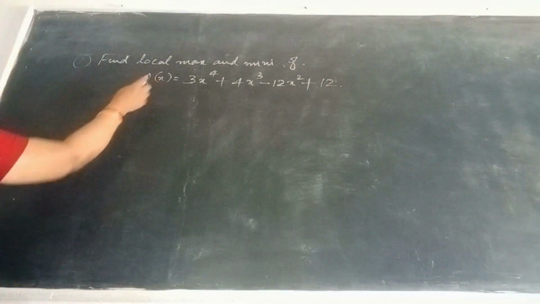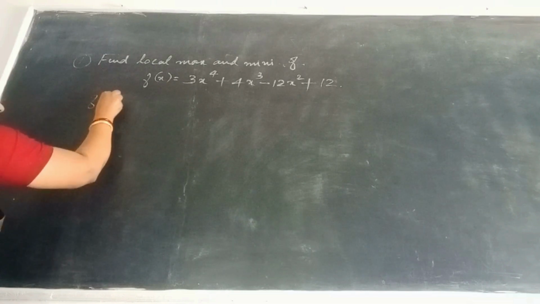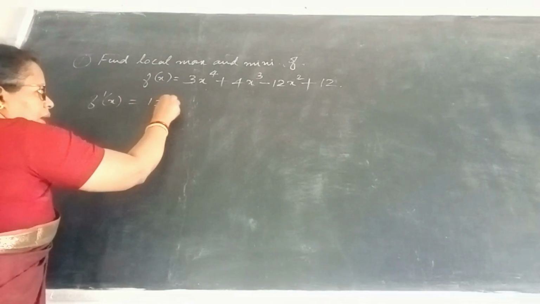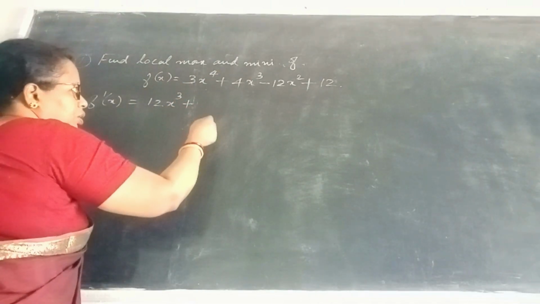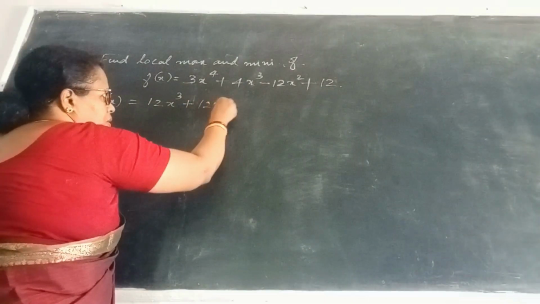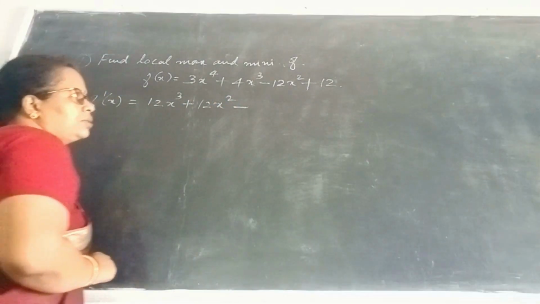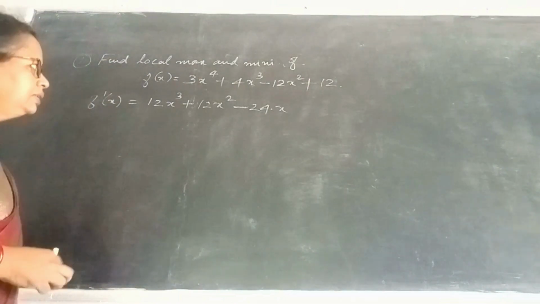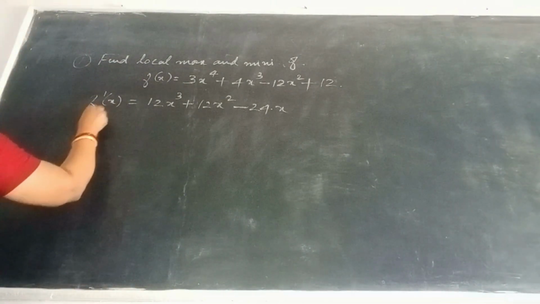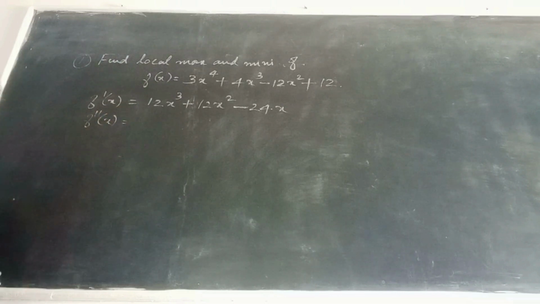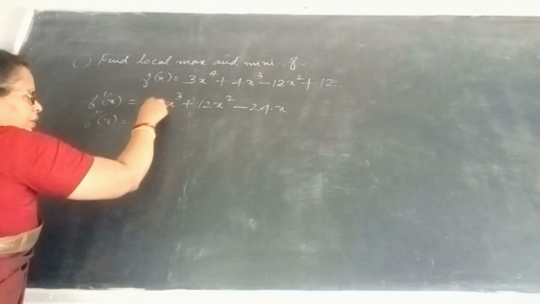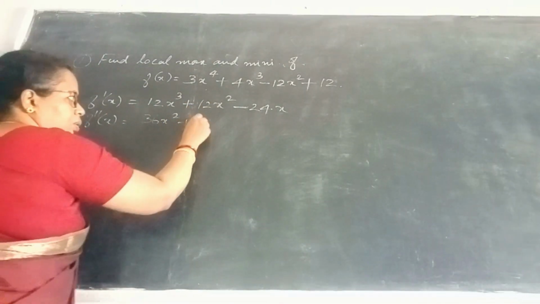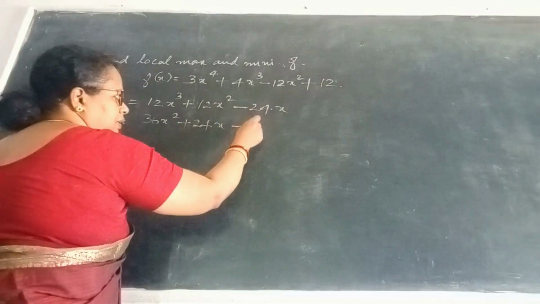So let us do it. f of x is given. First we find f dash x. What is the derivative? The derivative of 3x raised to 4 is 12x cubed, plus 12x squared, minus 24x, and the derivative of 12 is 0. Let us also find the second derivative together. f double dash of x is equal to 36x squared plus 24x minus 24.